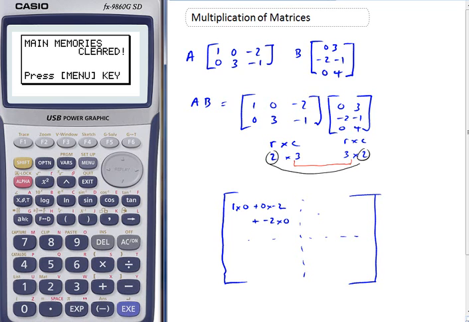Now the next position is what position? What coordinate's that? Well, it's first row, but it's second column. Okay. So we know how to get the answer there. We're going to have to multiply those two back together. The first row by the second column. Lost another little bit of the number there. Put the 4 back together again. So that's going to be 1 times 3. Plus 0 times minus 1. Plus minus 2 times 4.